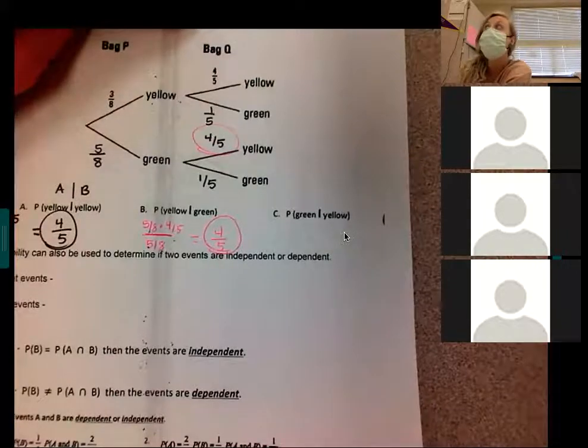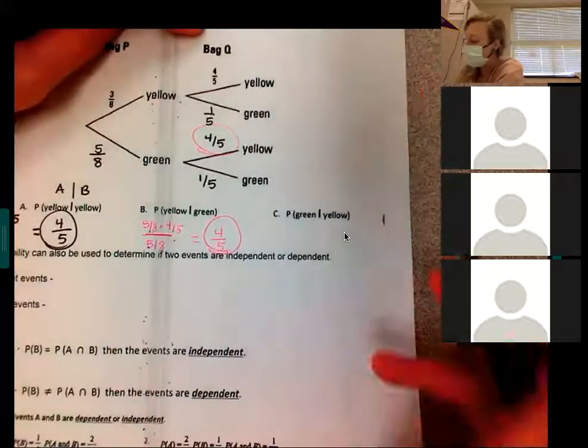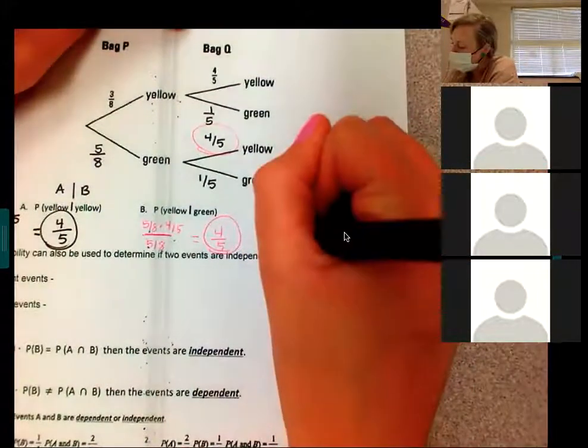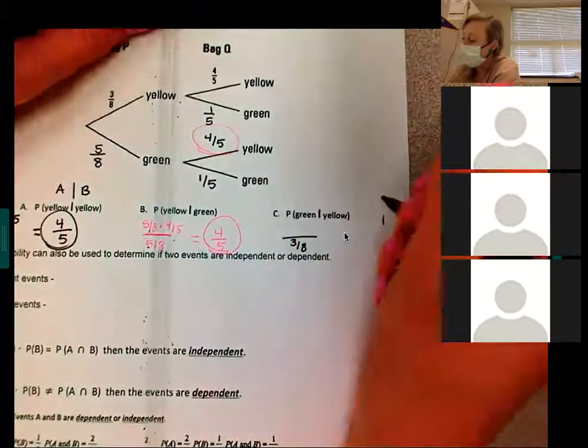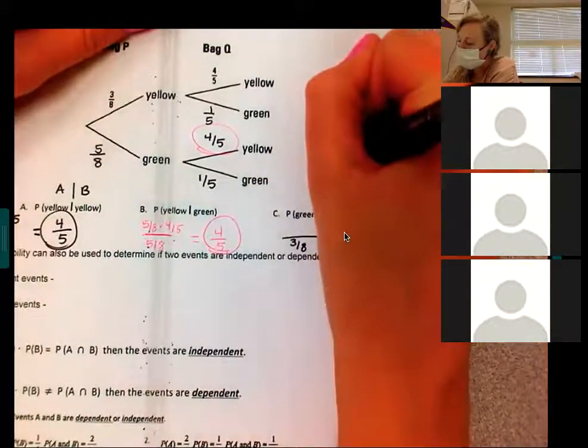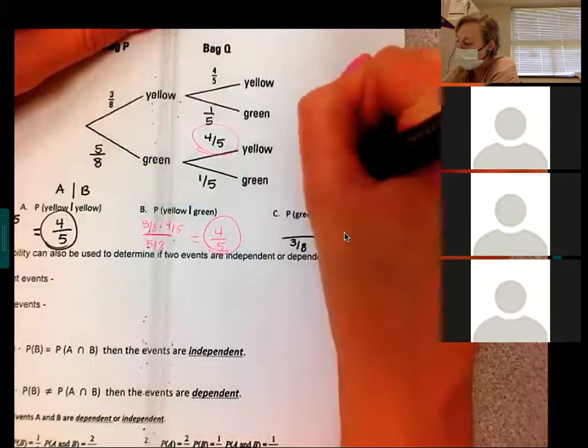Probability we draw a green, given we drew a yellow the first time. What's the probability that we draw a yellow the first time? 3/8. Very good, Soraya. So remember your formula. I'm just going to remind you. I'm going to write it again. It's A and B over B.